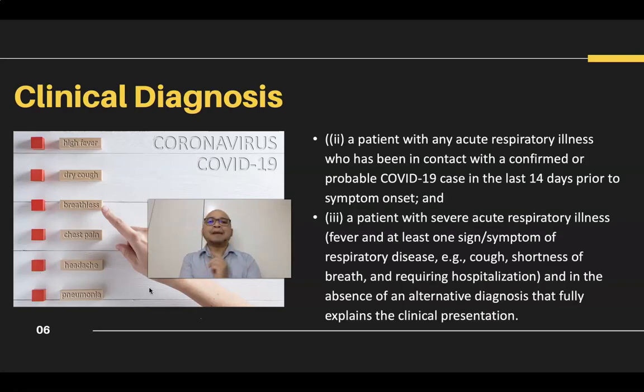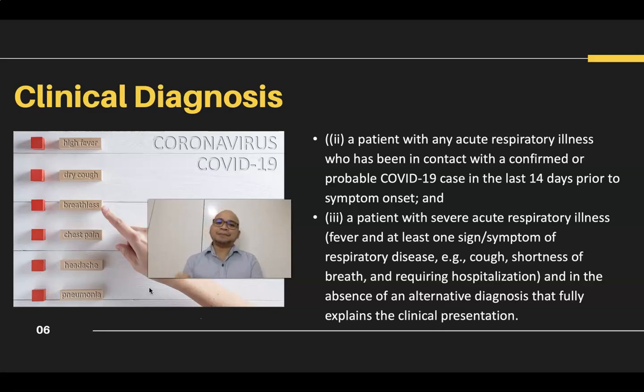Number two, a patient with any acute respiratory illness who has been in contact with a confirmed or probable COVID-19 case in the last 14 days prior to symptom onset. So, if you have had contact with a person known to be positive for COVID-19, then you have to watch out for yourself for the next 14 days.